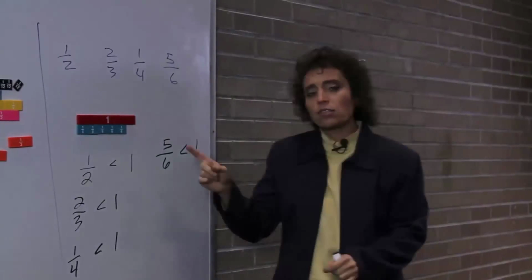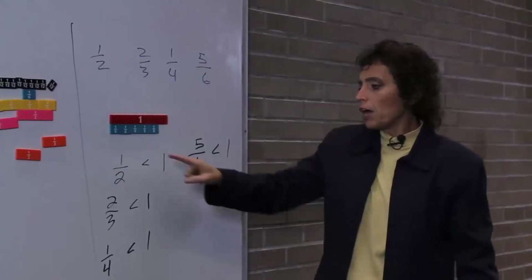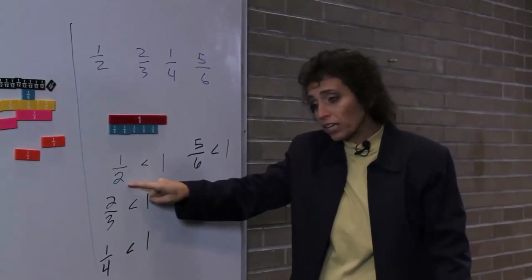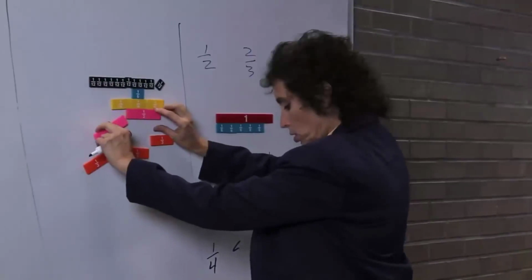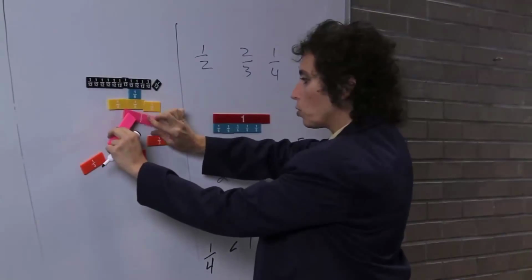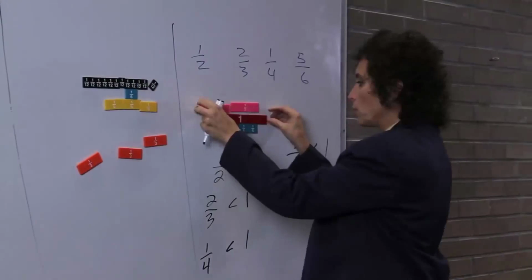Okay, let's look at the top number. Let's look at the bottom number. The bottom number represents, remember, how many equal pieces your whole is broken up into.